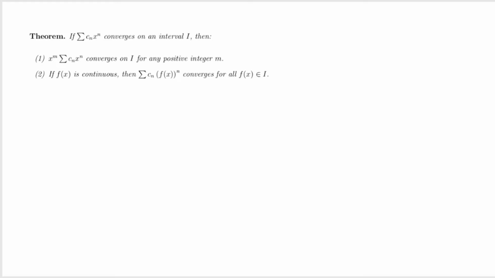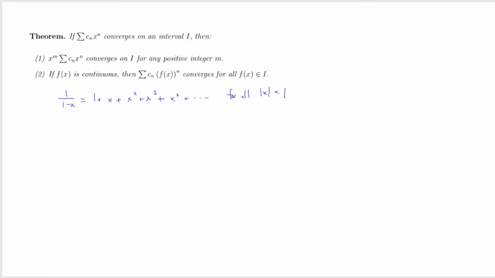And the second part of this says, suppose you have some continuous function, you can replace the x in the power series with the continuous function of x, and it will still converge, not necessarily on the interval I, but for all values where f of x is in the interval I. Let's look at a couple of examples.